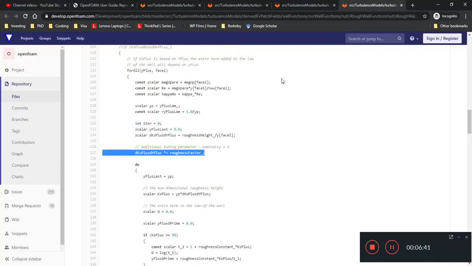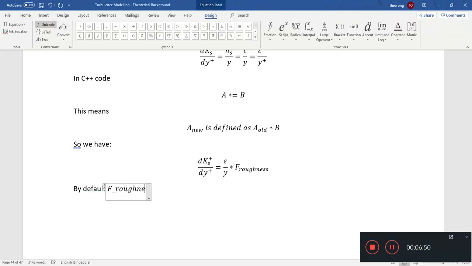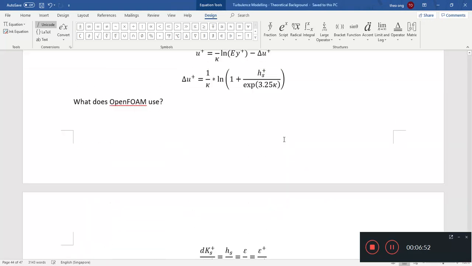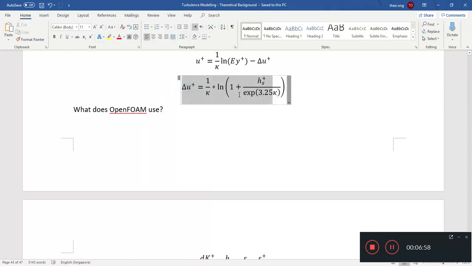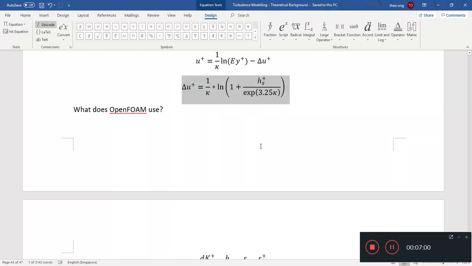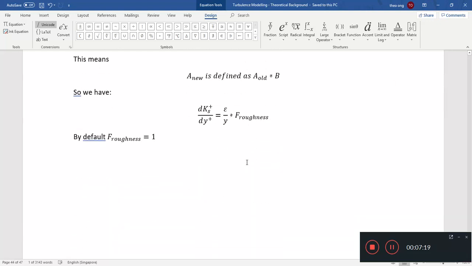Okay, so we'll put it here. By default, f roughness equals 1. So that is that. And of course, at this point, we don't see a delta u plus equals to all of this yet, but let's see whether we can get to something similar like this shortly. Or at least when we plot this out on the graph of delta u plus against hs plus, we can see some resemblance. Hopefully that's of course the intended outcome, right? So let's see what we can do next.